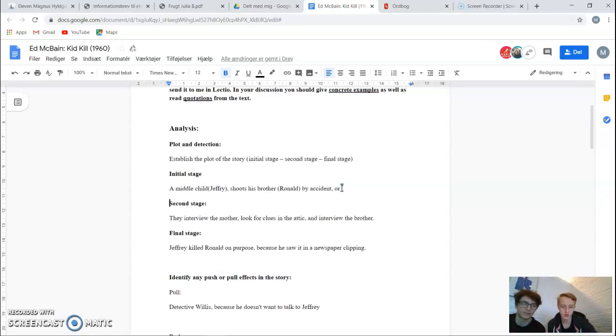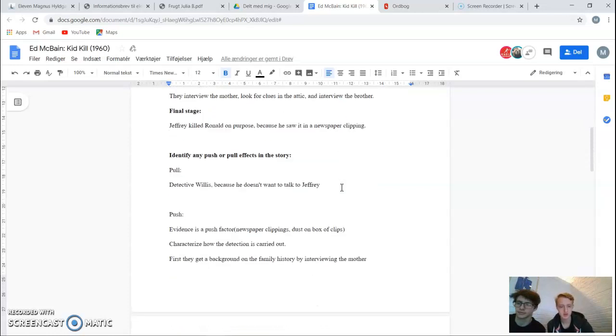Okay, let's go to the push and pull effects. So, pulling, we've got Detective Willis, because at the start and throughout the story he's reluctant to talk to Jeffrey because he's probably very sad, Jeffrey, that's what he assumes. And the push effects could be the evidence, such as the newspaper clipping and the dust on the box of clips.